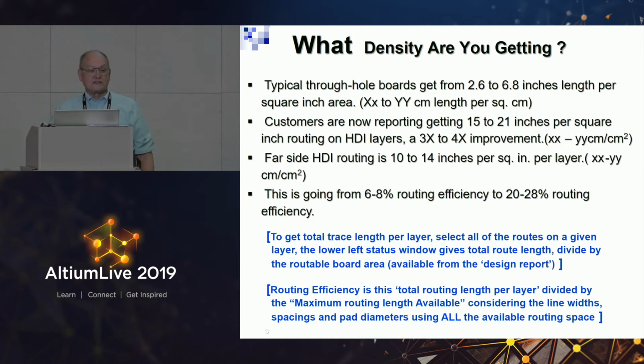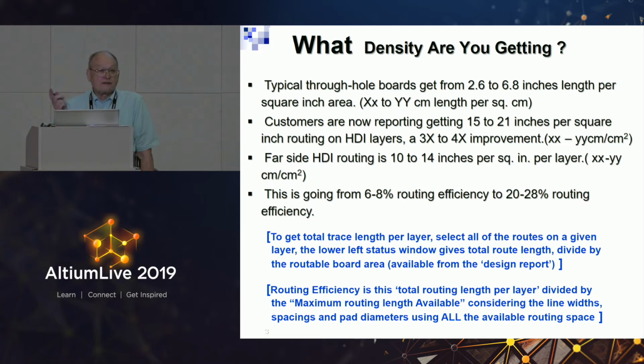One of the first questions I ask is, what density are you getting? Does anybody here actually measure the density of their finished printed circuit design? Most people tell me they don't. Working with different companies, typically a through-hole board will get 2.6 to 6.8 inches length per square inch.